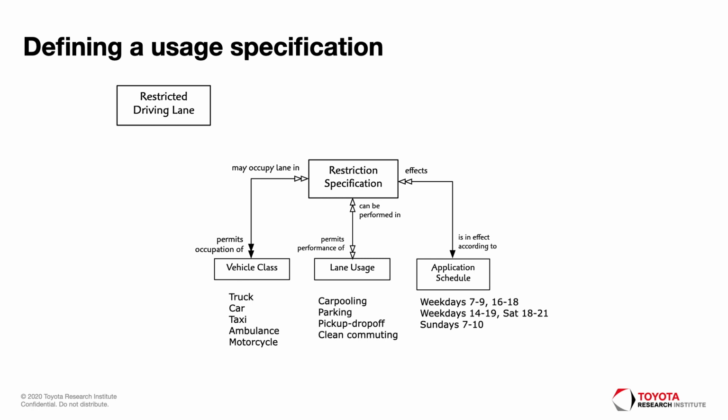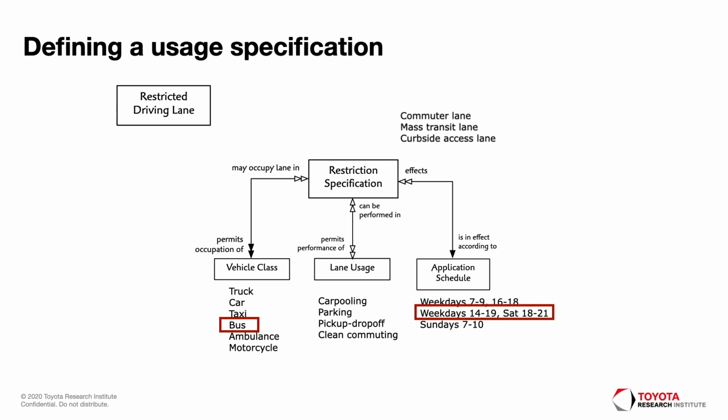Let's take those bus lanes we saw in our example earlier and build an appropriate restriction specification for them. Let's first make sure we have a bus vehicle class. The usage would just be traveling, so we can skip lane usage. And let's say the bus lanes are open to all traffic outside of these hours. We can call the whole collection a mass transit lane. We could similarly define any number of other restriction specifications that we could apply to specific restricted driving lanes.